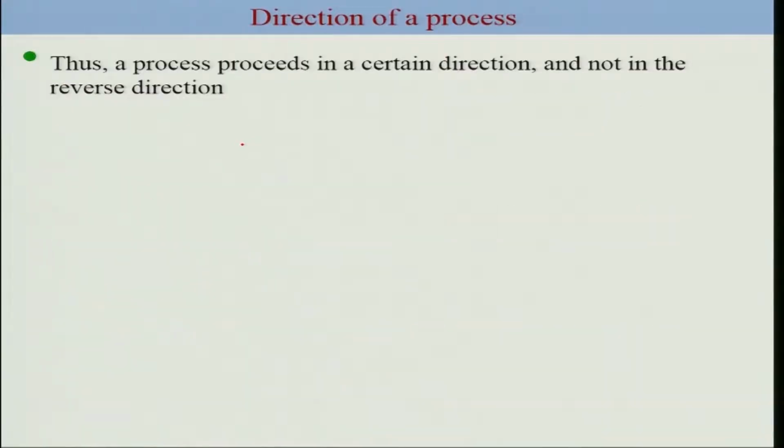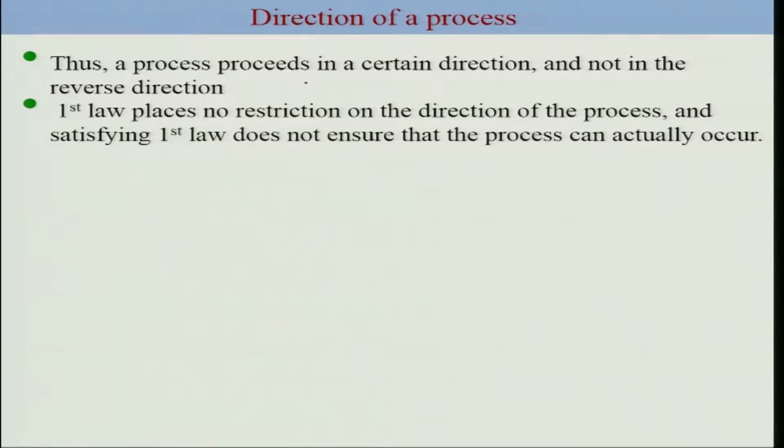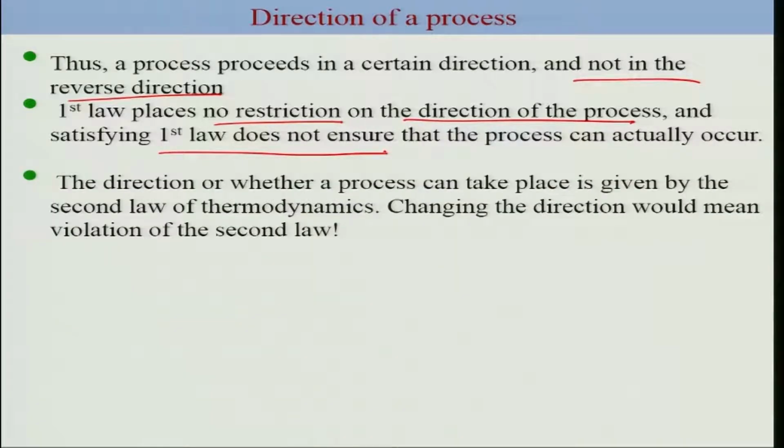Let me summarize this discussion here. Does the process proceed in a certain direction and not in the reverse direction? The first law places no restriction on the direction of the process, and satisfying the first law does not ensure that the process can actually occur. The direction in which the process can take place is given by the second law of thermodynamics, and changing the direction would mean a violation of the second law. So we'll talk about that a bit.